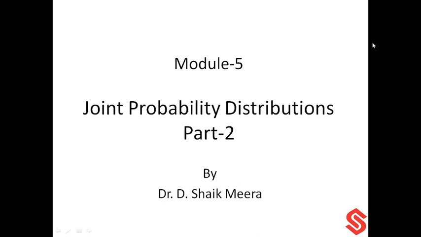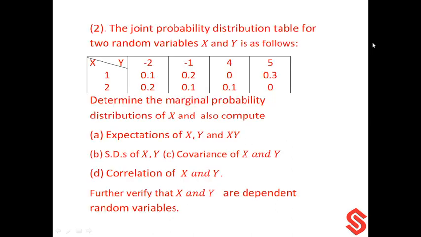Hi students, let us continue joint probability distributions part 2. Last class we discussed the joint probability, marginal distributions, expectation, variance, covariance, correlation, and we solved one problem. Today let us solve a few more problems.